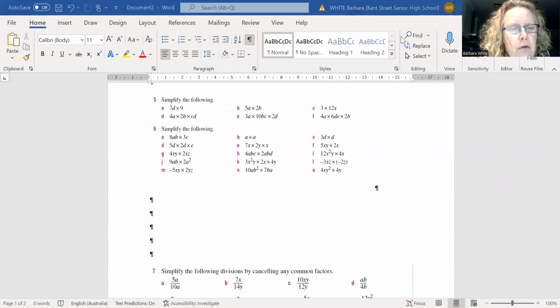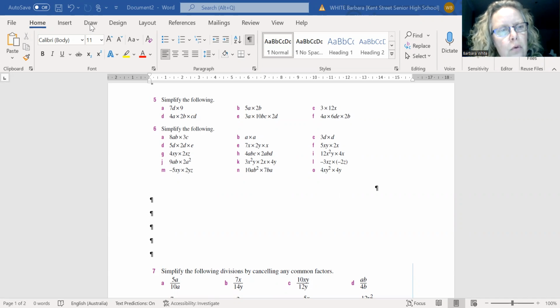So we've looked at simplifying expressions by collecting the like terms, by counting up all the A's, counting up all the B's, and writing a little list of the total number of A's and B's. Multiplying is a little bit different.